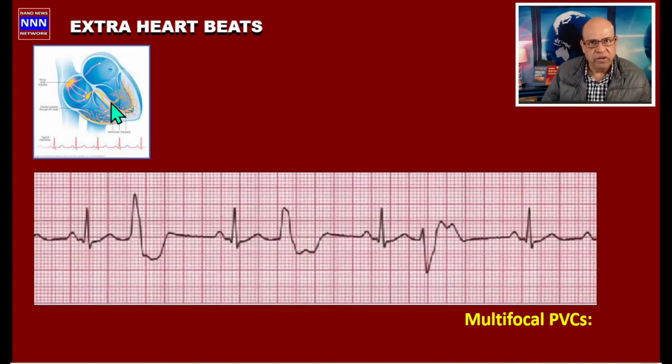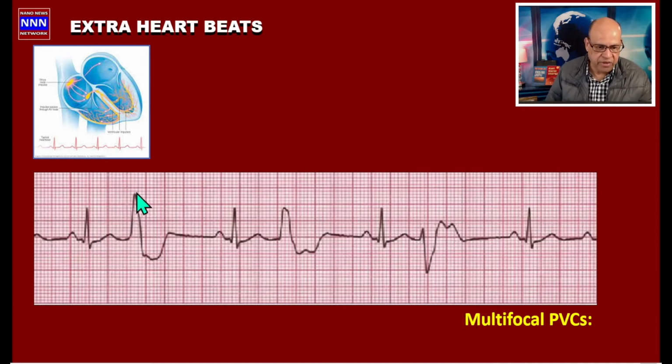Not always do these extra impulses arise from just one part of the heart. When the heart is sick, the entire heart muscle is sick. So every region of the heart muscle can be irritable and they can produce extra beats. In some cases, we can have extra beats arising from 2 or 3 different sites, and that's where we get what is called multifocal PVCs.